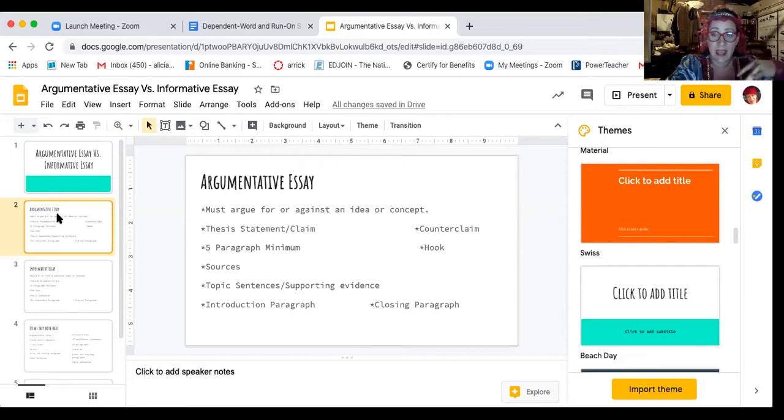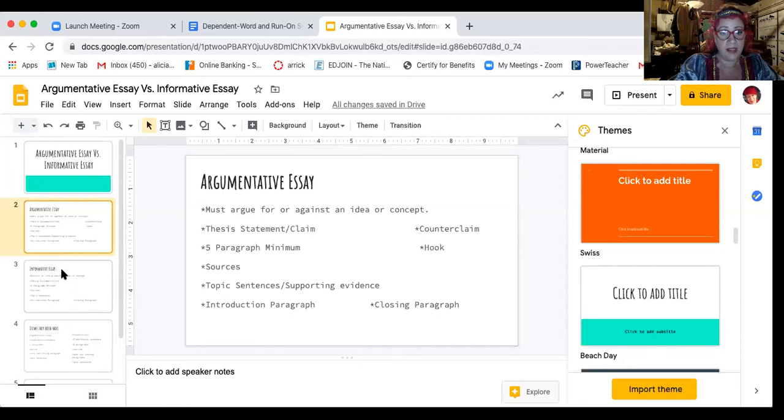It also needs a counterclaim where you argue the other side and then argue against it, and the hook. So the hook is the very first thing you'll put in your introduction paragraph where it draws your reader in. So this again was a statistic, a fact, a story. What else? It can actually even be a personalized story if it's relevant. So what makes your reader want to read your essay besides your teacher who has to correct it?